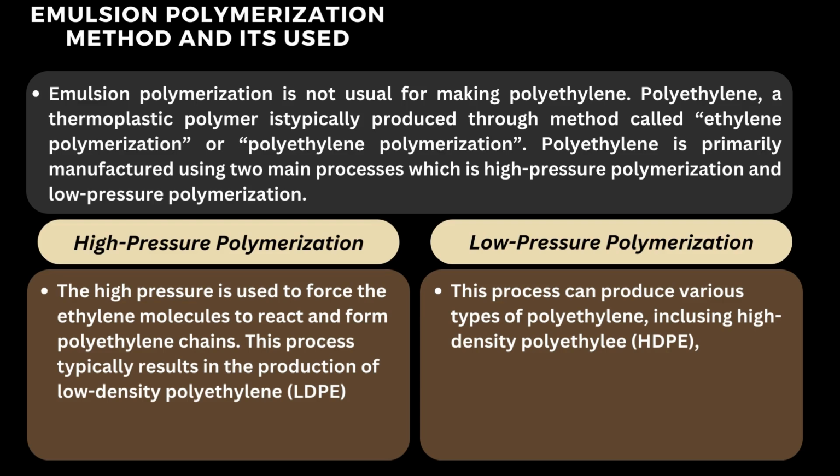Actually, emulsion polymerization is not usual for making polyethylene. On the other hand, ethylene polymerization is primarily manufactured using two main processes, which are high pressure polymerization and low pressure polymerization. For high pressure polymerization, high pressure is used for ethylene molecules to react and form polyethylene chains. For low pressure polymerization, it involves the use of catalysts to polymerize monomers at low pressure and temperature.